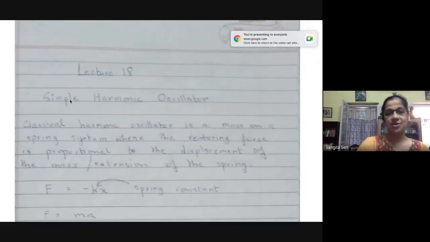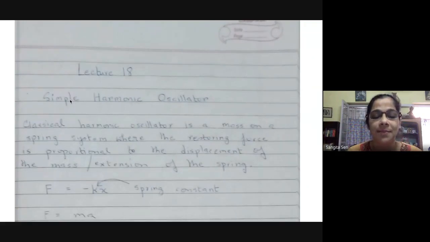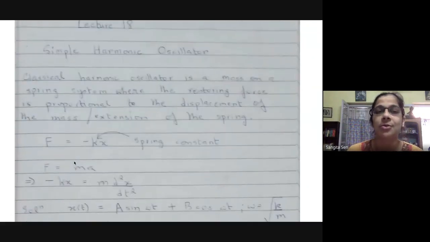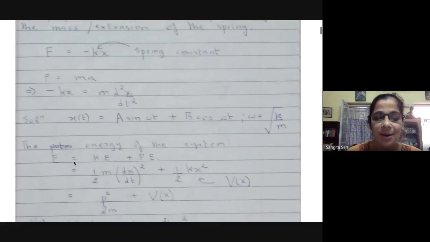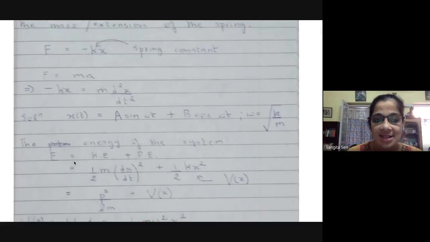So last lecture, we started with the simple harmonic oscillator problem. I'll just go through the lecture quickly in case you have forgotten, which is very likely. In a harmonic oscillator, the characteristic is that the restoring force is proportional to the displacement and acts opposite to it. And if there are no dissipative forces, then this results in an oscillatory motion.